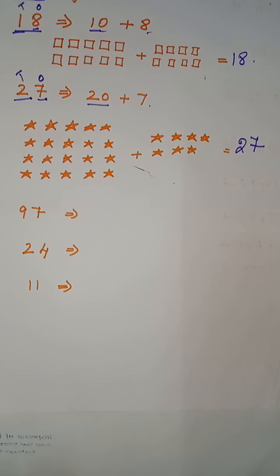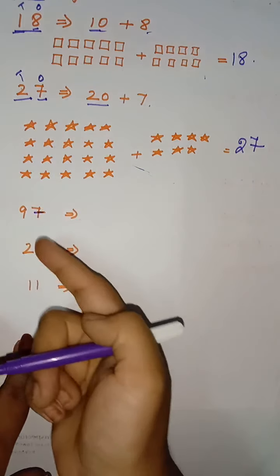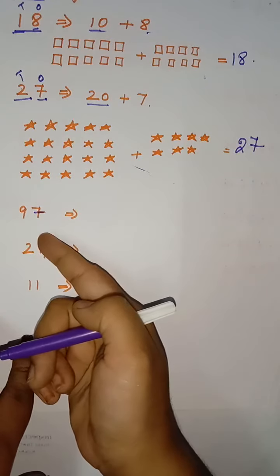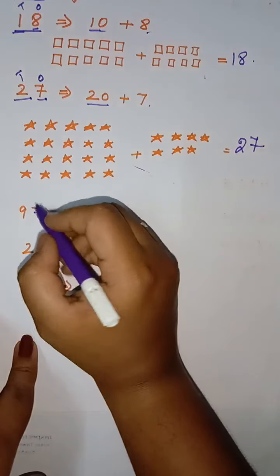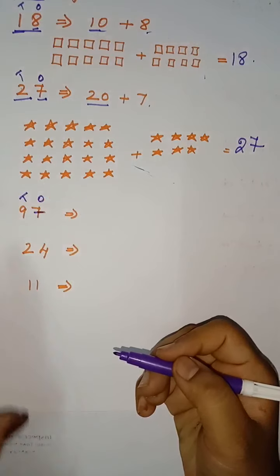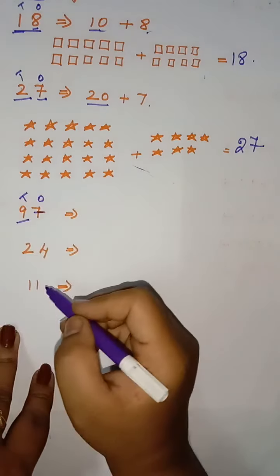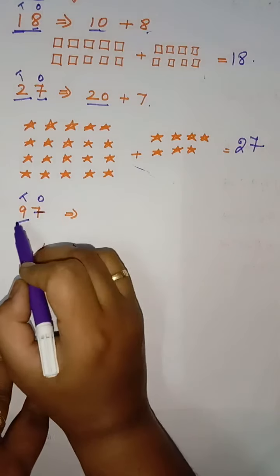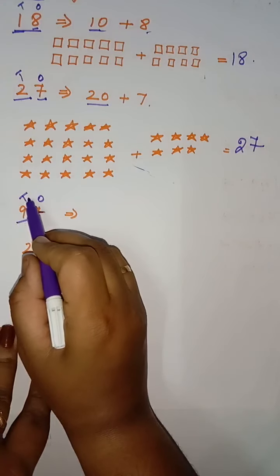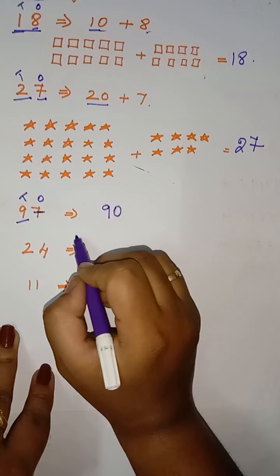Next, without using drawings we can split the values. First they have given 97. The first step is to write the place values: ones and tens. After writing the place values, we look at the first digit, which is 9. For 9 in the tens place we write 90.